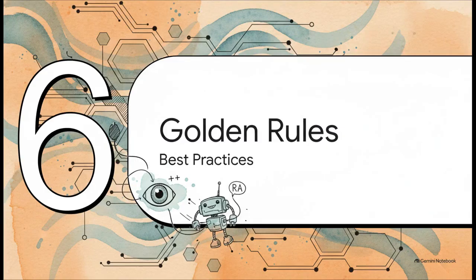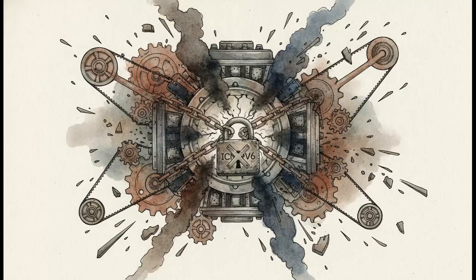Finally, Section 6 is IPv6 golden rules and best practices. Look, if you take absolutely nothing else away from this explainer today, please remember this one cardinal rule. Never block ICMPv6 entirely. Doing so is a massive, self-inflicted wound. Blocking it outright breaks neighbor discovery, it breaks PMTUD, and it breaks multicast membership. It is fundamentally essential to IPv6 operation.